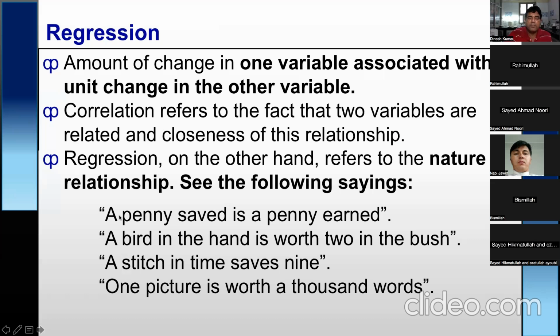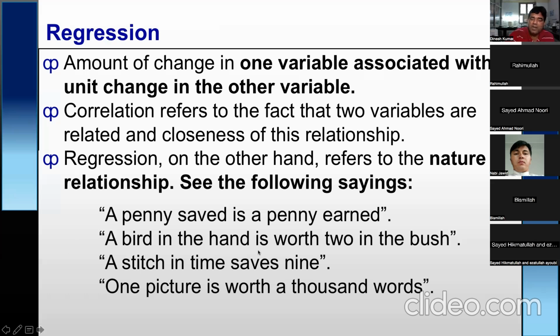Nature of relationship, and see the following sayings. A penny saved is a penny earned. It means you have saved one Afghani rupee, and that means you have earned one Afghani rupee. If you have saved one penny, you have earned one penny.